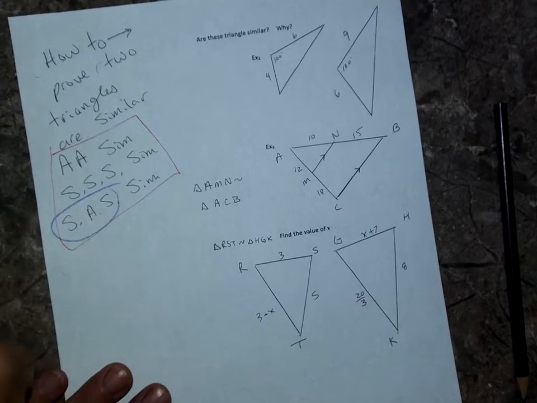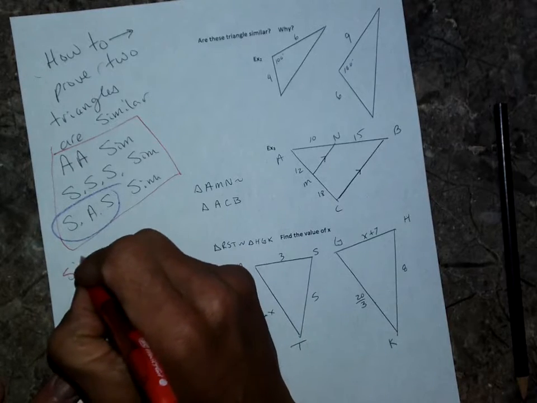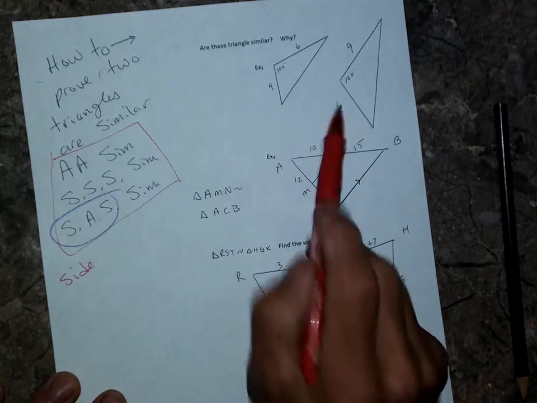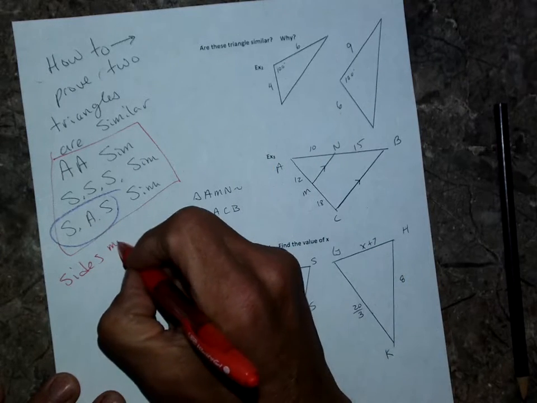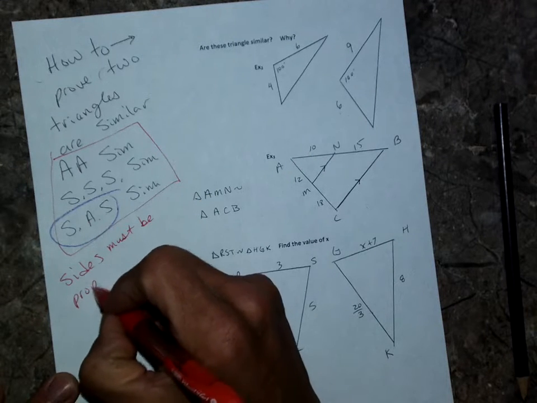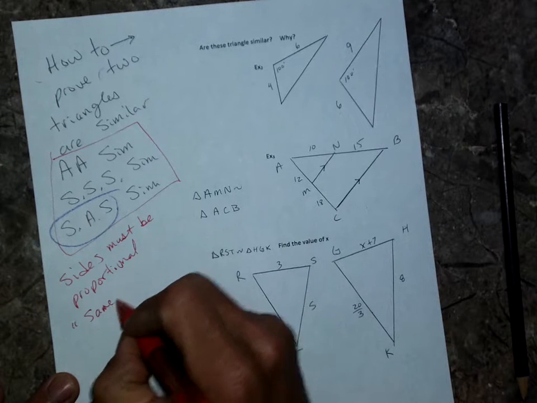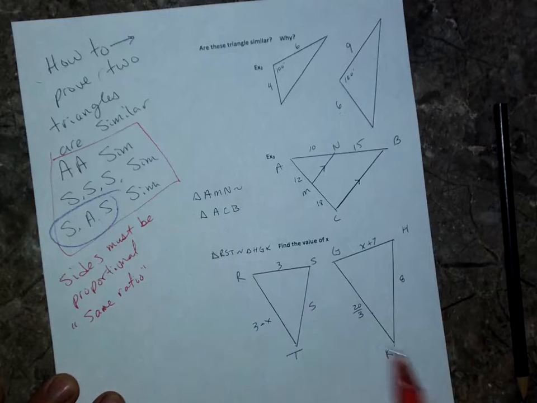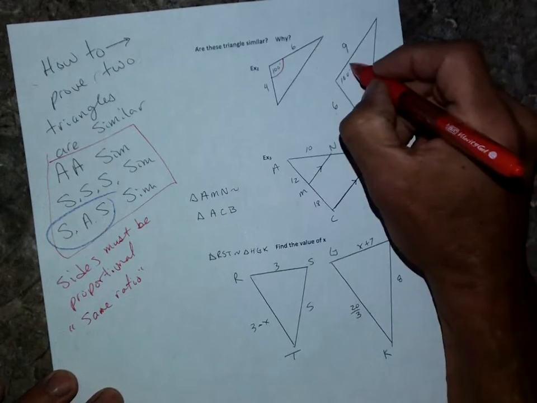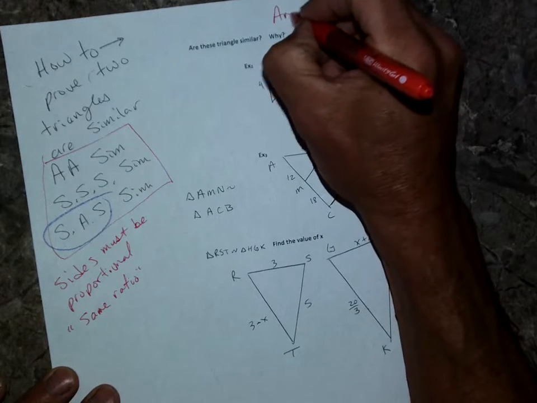Now, the sides have to be proportional, because they're not going to be equal. Take a look. 4 and 6 are not equal. The sides must be proportional, the same ratio. So let's take a look at this example. First of all, right off the bat, I know the angles are equal. So I already have my angles.